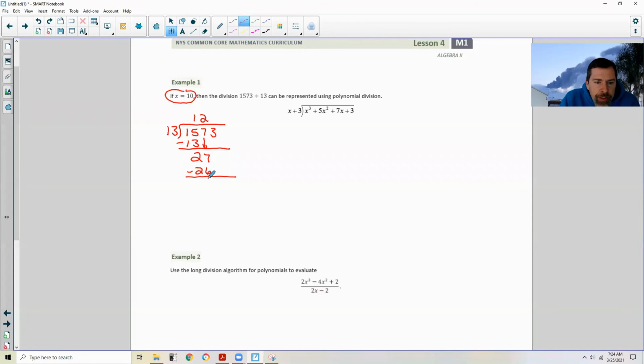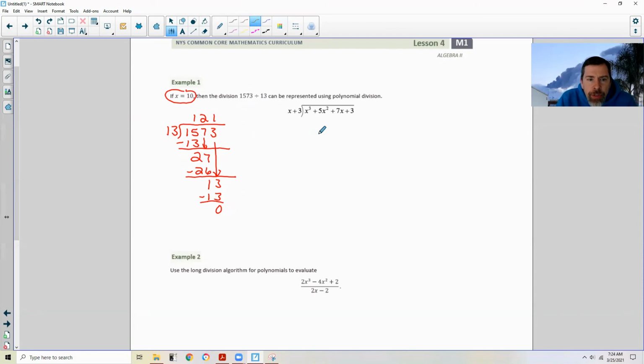And we get 27 minus 26 is 1. Bring down this 3. And 13 goes into 13 one time. 13 times 1 is 13. 13 minus 13 is 0. No remainder means these are both factors of this number.